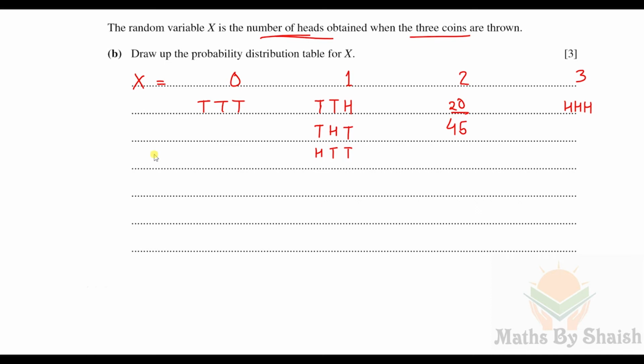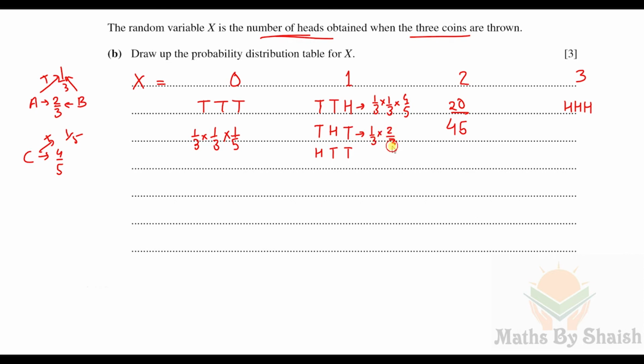So let's find the probabilities. For A, it is 2 by 3 getting head, and the same is for B. For C it is 4 by 5. For tail, we will get 1 by 3 here, and for tail here we will get 1 by 5. So let's write it: 1 by 3 into 1 by 3 into 1 by 5. Here it would be 1 by 3 into 1 by 3, and head on C is 4 by 5. Then 1 by 3 and 2 by 3, and tail, so 1 by 5. For the third one it is 2 by 3, then 1 by 3 and 1 by 5. And for 3 heads it is 2 by 3 into 2 by 3 into 4 by 5, because on C it is 4 by 5.